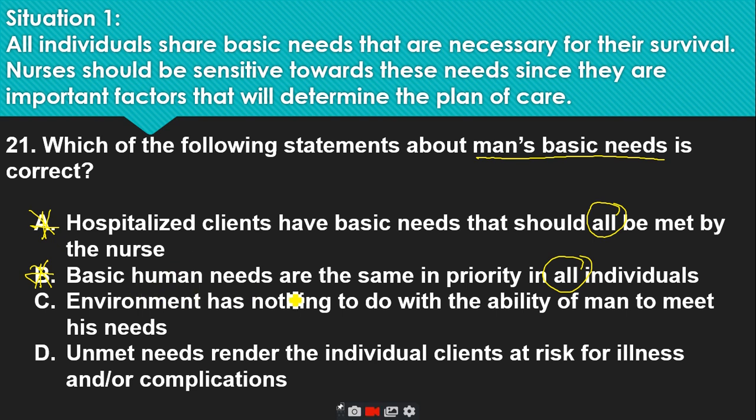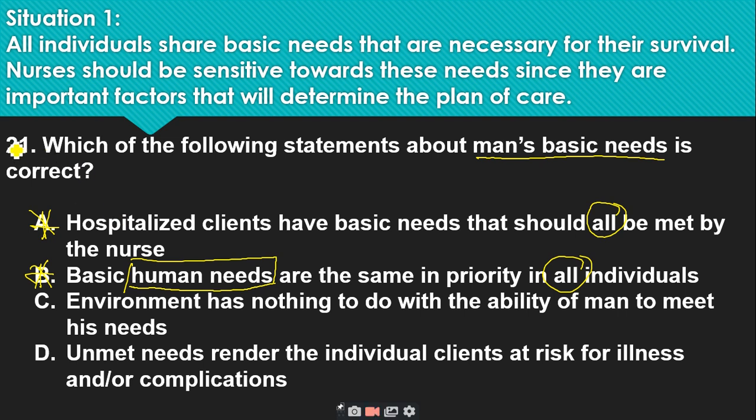Letter B, basic human needs are the same in priority in all levels. It depends on the need of the patient. That would be based on the basic needs of the patient, but it is not the same in all levels. Let's read the question again. Which of the following statements about man's basic needs is correct? Letter C, environment has nothing to do with the ability of man to meet his needs. Or letter D, unmet needs render the individual clients at risk for illness and or complications.